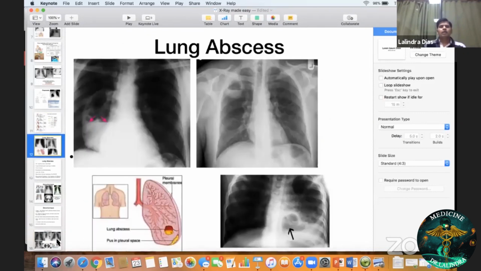Right. The next respiratory condition that we are going to discuss is a rounded opacity with the air fluid interface or air fluid level. And that is called an abscess, lung abscess. So lung abscess, what is the radiological hallmark? I told you, it's a lesion with the air fluid level. It's a cavitated lesion with air fluid level.